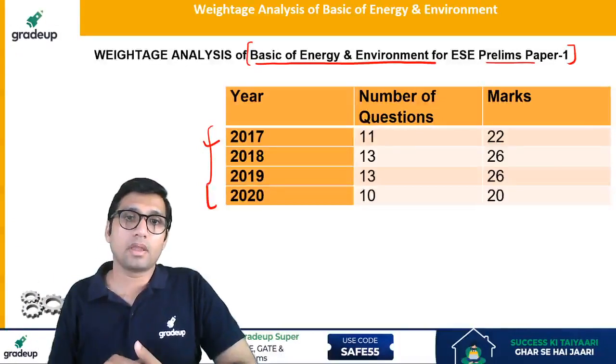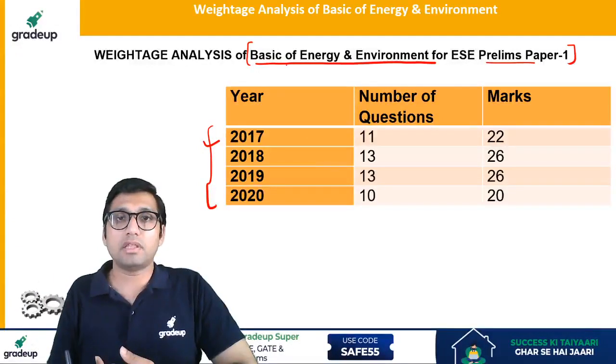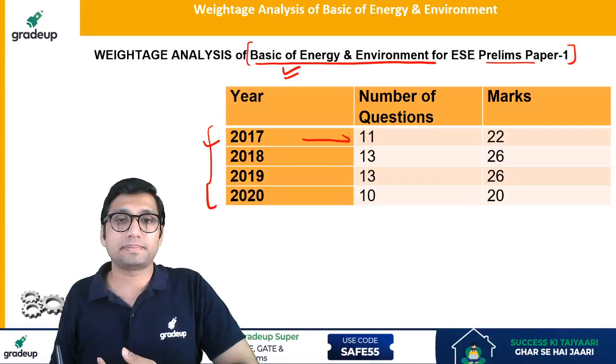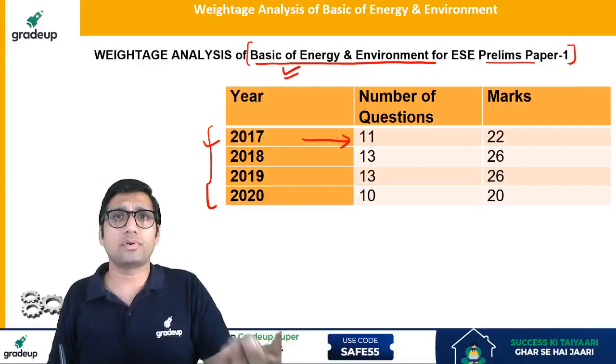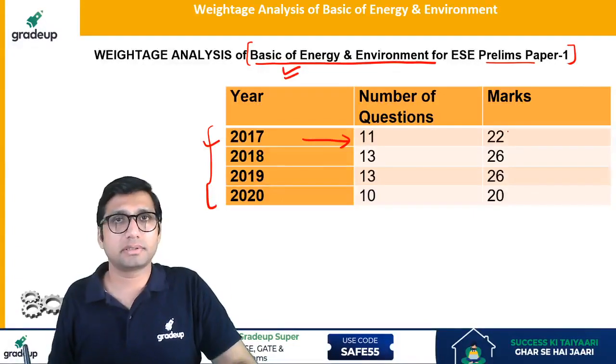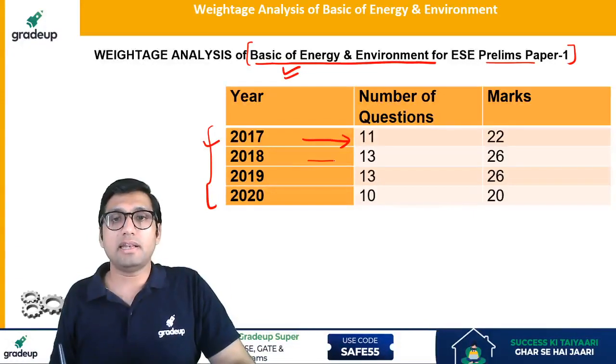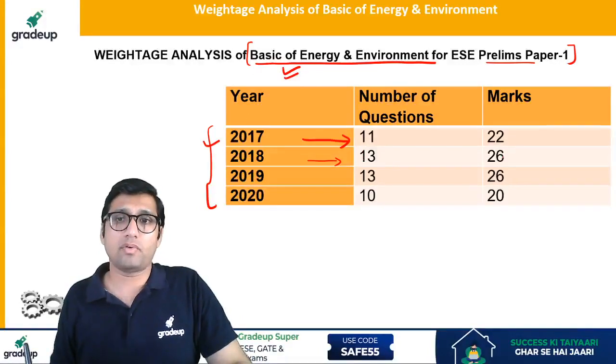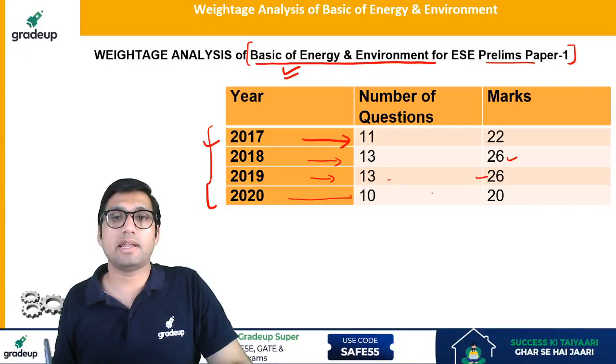of July. In 2017, from this particular subject of basics of energy environment, there were 11 questions, and each question carries 2 marks, so it total 22 marks. Okay. 2018, number of questions were 13, so 26 marks was the weightage. Then again 2019 there were 13 questions, 26 marks, and then 2020 there were 10 questions, 20 marks.